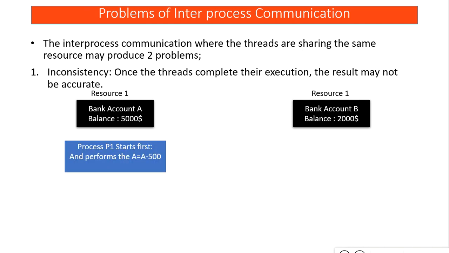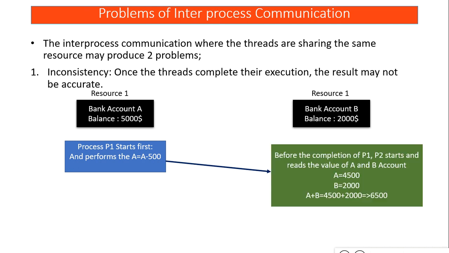Let's say process P1 starts first. It reads the value of A, subtracts 500 from A and wants to continue, but in between it is left and P2 starts. P2 reads the value of A, which is 4500 now because this task has been completed, and then it reads the value of B, which is 2000. Then it adds both these values, the result is 6500.